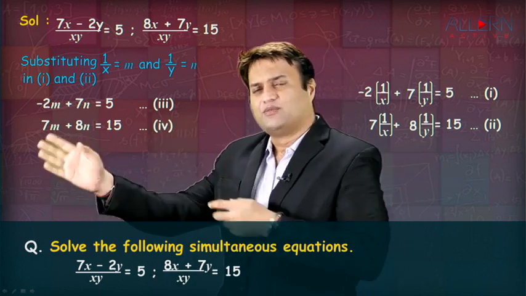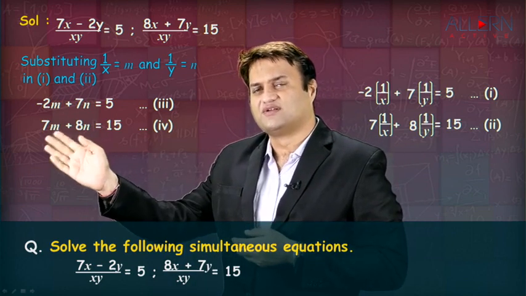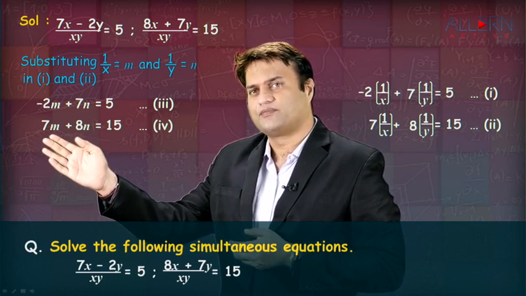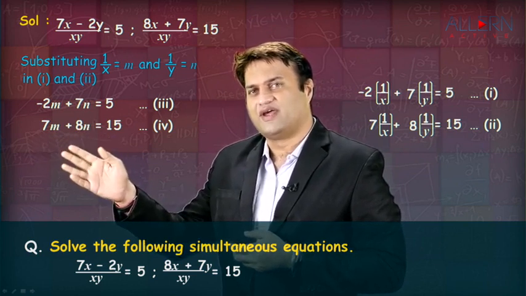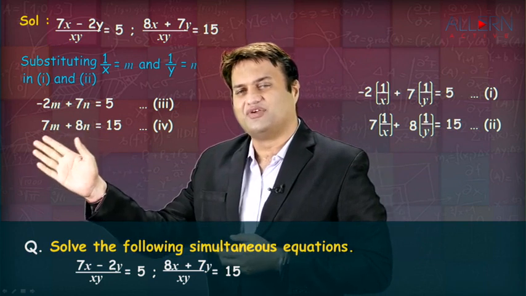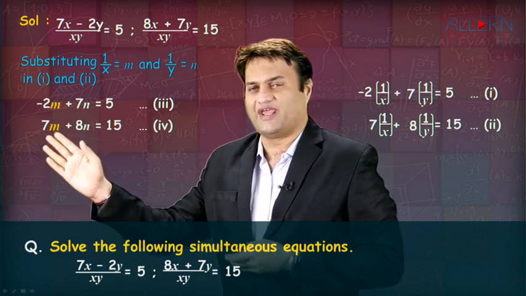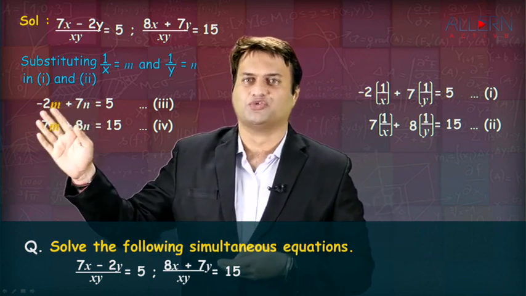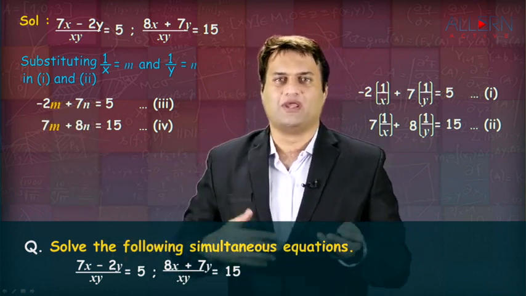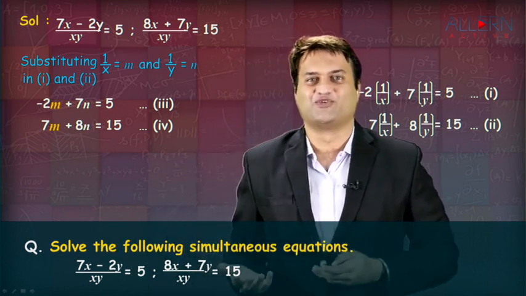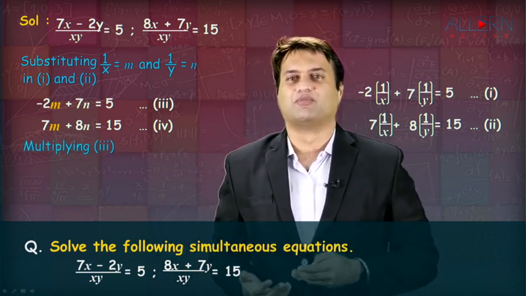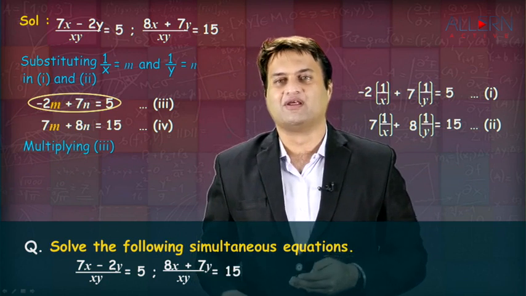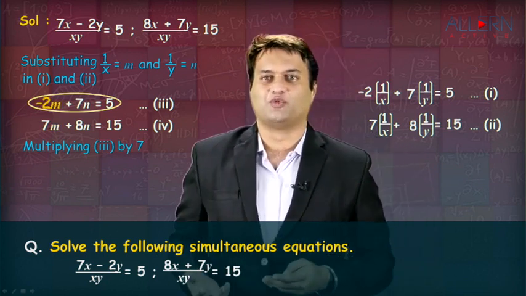Just take some time, look at both the coefficients, look at the coefficients of m, look at the coefficients of n. We feel it is better to make the coefficient of m same, right? Just that you cannot make 2 as 7 or 7 as 2. So, you need to take the LCM and make both 14. 2 and 7, the LCM is 14, right? And for doing that, you will have to multiply the third equation by 7 and you will have to multiply the fourth equation by 2, right?